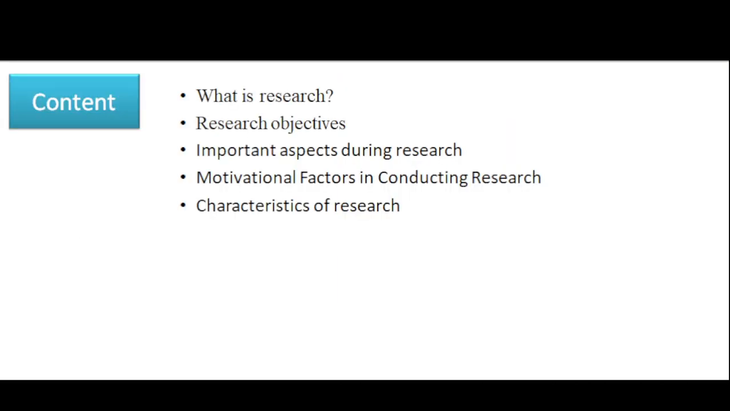So these are the contents I am going to discuss in this lecture video. First is what is research, objectives, and important aspects during research, which the researcher has to keep in mind, and then motivational factors in conducting research, and then the characteristics of research.